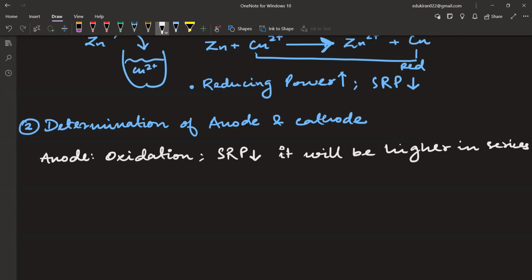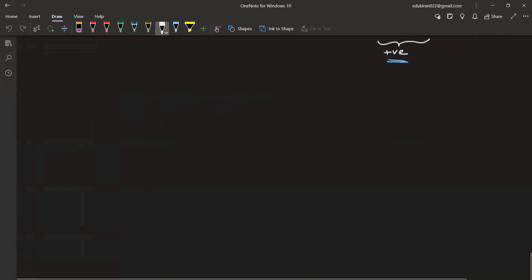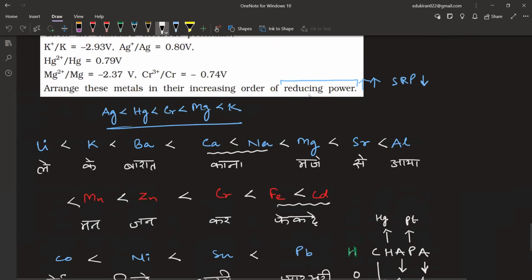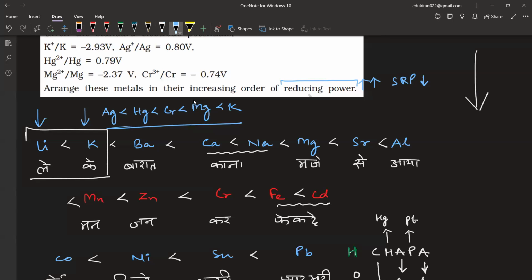And then after that, if you have those two couples, let me show that. If I want to make a cell of lithium and potassium, which is higher? ऊपर कौन है? Higher का मतलब ज्यादा value नहीं, higher का मतलब which is above. So lithium will be above potassium. Yes or no? Please tell me if I write it top to bottom. Yes or no, guys? Yes. Right. So here lithium will be the anode, and potassium will be the cathode. If I want to make a cell from potassium and barium, then potassium will be the anode, barium will be the cathode.